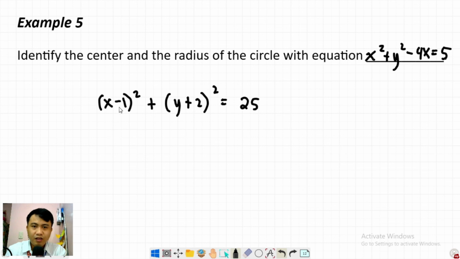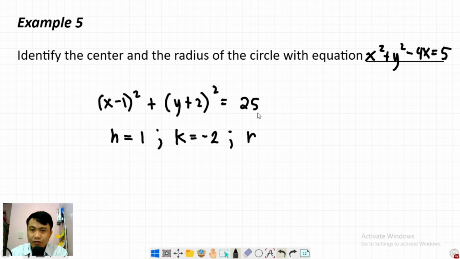Yan. Ano yung h? Ang h po natin, kapag minus, ang h po natin, positive 1. Kasi based dun sa formula. Kapag plus naman ito, ang k natin ay negative. Kuha nyo yun. Sana. At ang ating r, di ba r squared ito? Para makuha yung r, you're just going to square root yung nandito sa 25. So, our r is 5. Okay ba? So, ganun yun, ha? Okay, I hope cleared po yun.